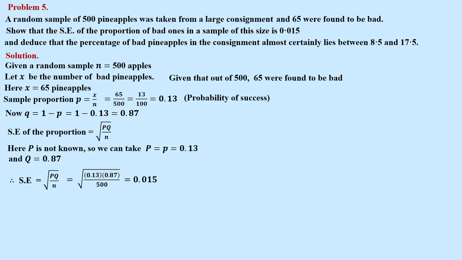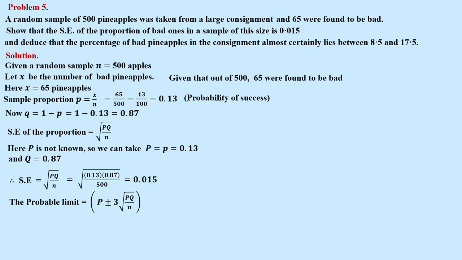So standard error is equal to root of 0.13 into 0.87 by 500, that is equal to 0.015. So this is what we have to take. The standard error is 0.015, which is to be proved, right? Next they want to deduce that the probable limit lies between 8.5 to 17.5.